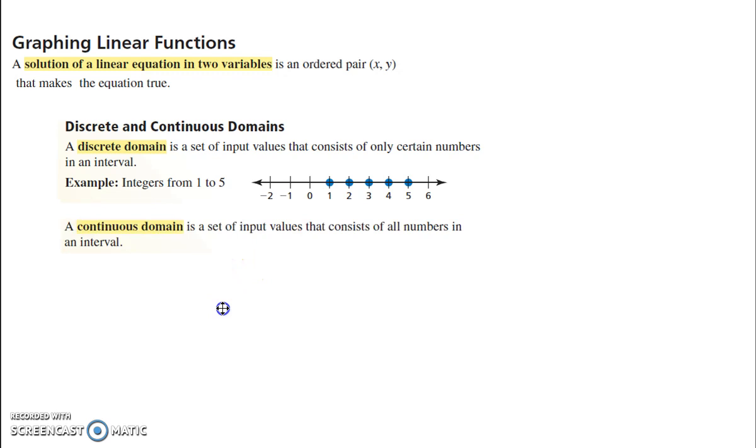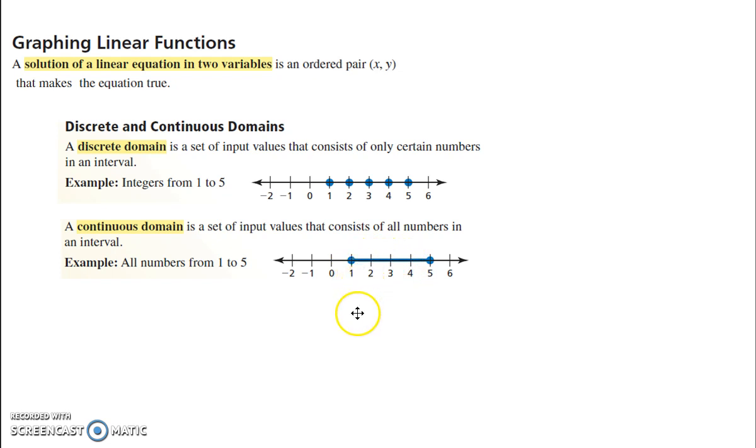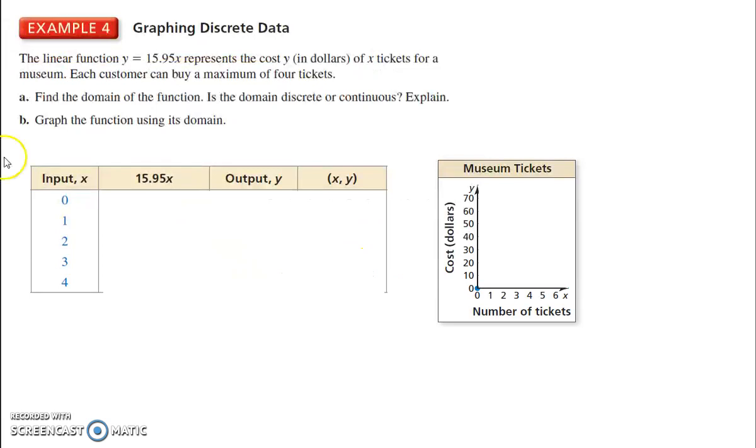However, you could have a continuous domain which goes from one number to the other. Let's say you're measuring liquid. It would make sense to have 1.5 gallons or liters or something like that. So you could have a continuous domain if it's something like that, where it makes sense to have a fraction of a number.